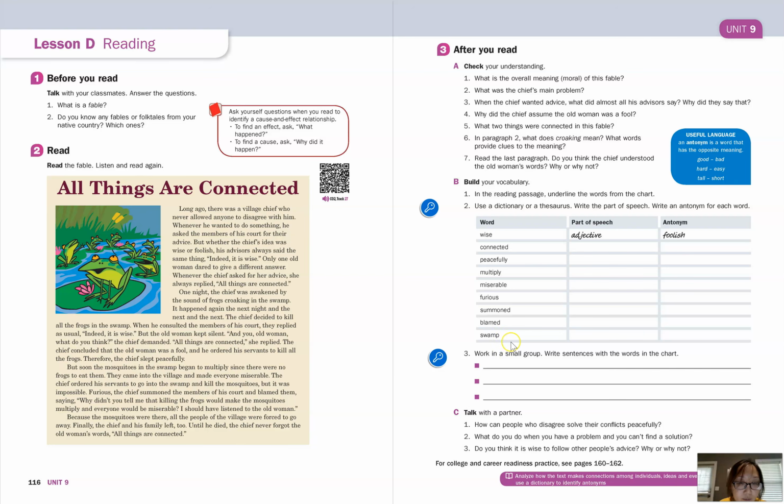And finally, swamp. We can find that here, the sound of frogs croaking in the swamp. Okay, so that is a place, so it's a noun. And I don't know if there's an opposite word for swamp. Maybe desert, because a swamp is moist and wet, and a desert is dry. But I don't really think we can say that swamp has an opposite word.